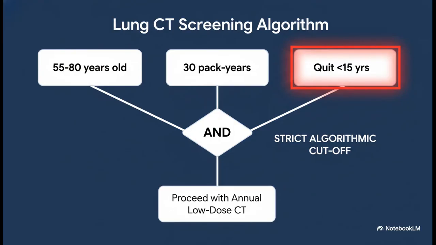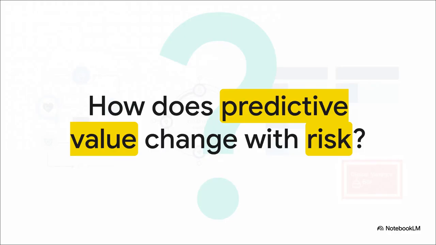Now, let's look at lung cancer screening with annual low-dose chest CTs. The algorithm here is ruthless. Every single parameter has to be met simultaneously. The boundaries are absolute. The patient must be between 50 and 80 years old, have a 20-pack-year smoking history, and they either currently smoke or quit within the exact last 15 years. If a patient quit, say, 16 years ago, the algorithm strictly commands you to stop. No exceptions.